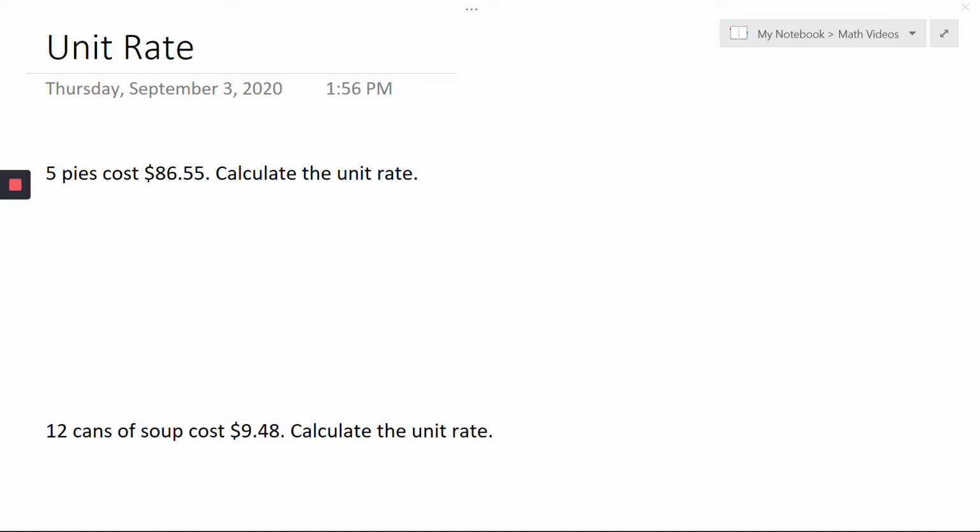When solving for unit rate, we're almost always going to be dealing with either money or time. If we're dealing with money, when we solve, our money is going to go up top in our division and time will go on the bottom. We're always going to be looking to solve for per unit. That has to do with why we're talking about unit rate per 1 unit.